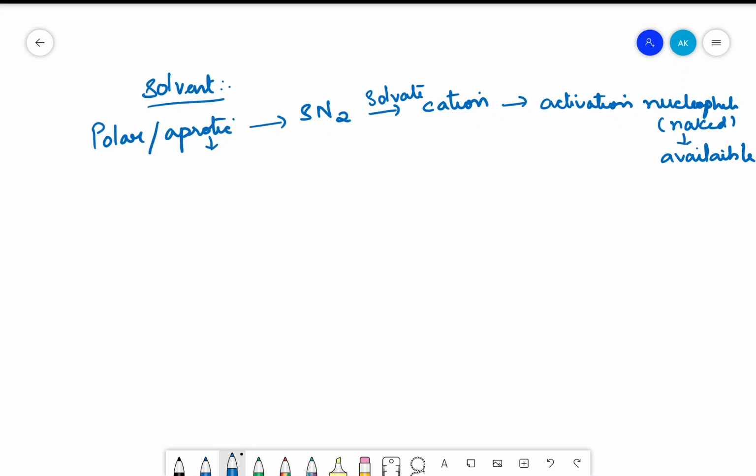So one thing to remember when we talk about the solvents category in the factors affecting SN1 and SN2 reaction: for SN2 reaction, we need to have a polar solvent as well as it should be aprotic. That means it should not have active protons. This leads to the solvation of the cationic part but not the anion. This leads to activation of a nucleophile or availability of nucleophile, which makes it more reactive.